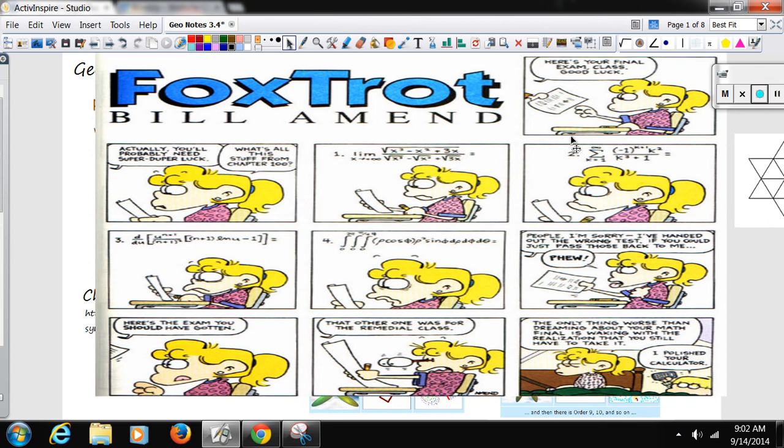But let's go over to our comic and to our extra credit for the day. Here's the comic, and here she says, here's this page again. Here's your final exam, class. Good luck. Actually, you'll probably need super duper luck. What's all this stuff from chapter 100? And she's looking at all these problems. And by the way, this is what you guys get to look forward to in calculus. Well, not really, not that bad, but you know.